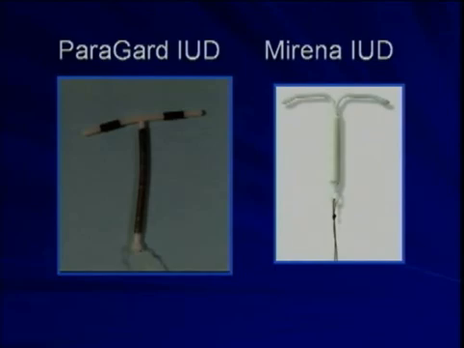On the left is the copper-bearing Paragard IUD, which has a T shape, and on the right is the plastic Mirena IUD, which contains progesterone. Note that the horizontal upper arms of the Mirena are angled inferiorly at their distal tips.